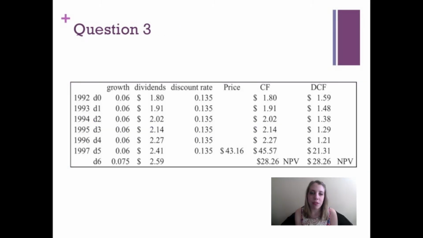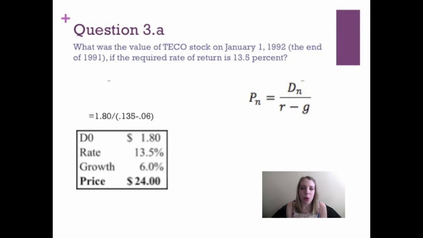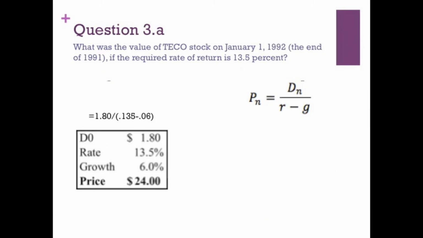So question 3 involves looking at a certain dividend schedule. So this is just a table showing that dividend schedule and the different values that we will be using in further calculations in question 3. So question 3A asks what was the value of the stock towards the end of 1991. So to do this, we took the dividend of 180 and divided it by the rate, which was 13.5%, minus the growth rate of 6%. This gave us a price of $24.